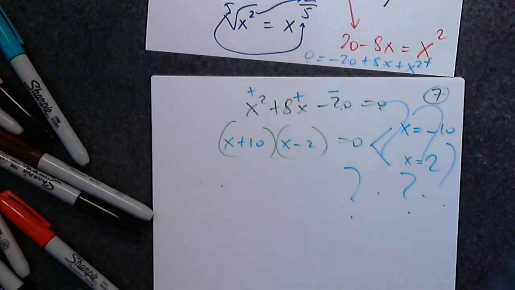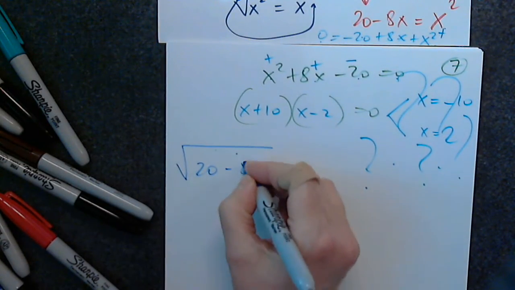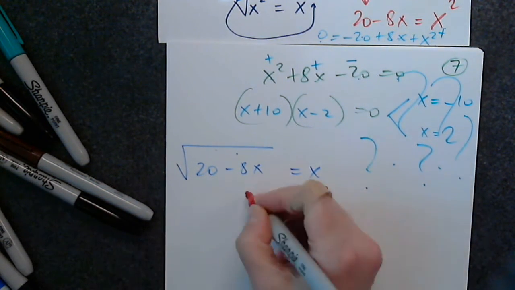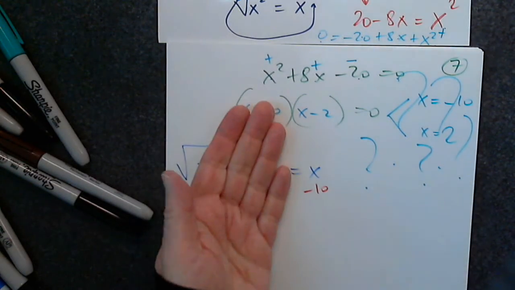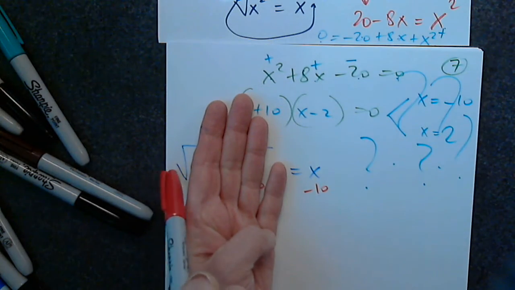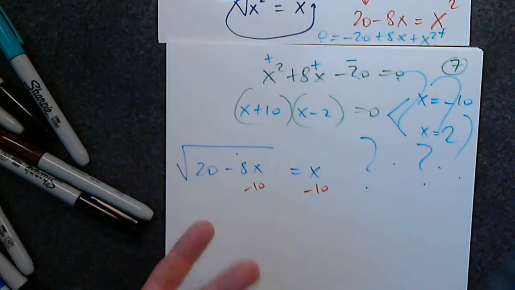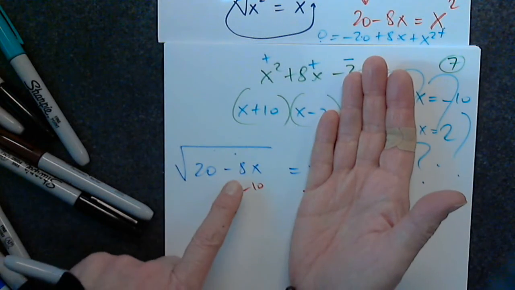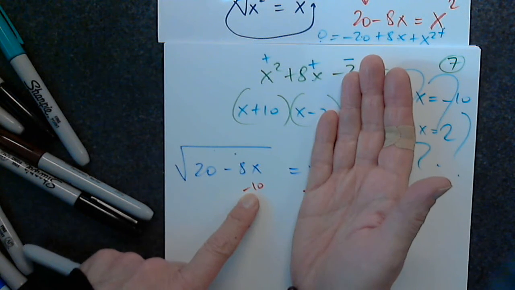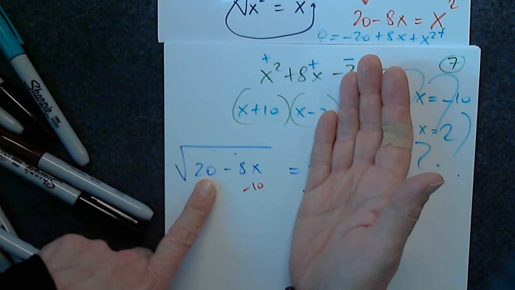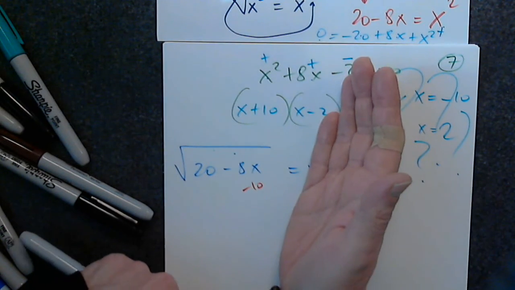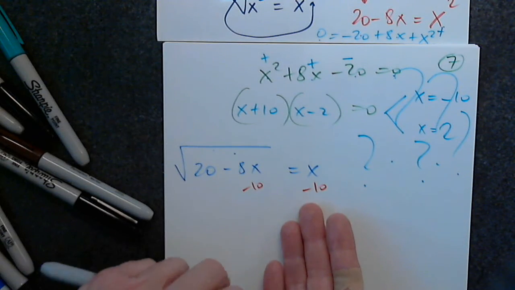I have to go back to the original problem, and this is the original problem. I plug in negative 10. I know it's not going to work, because the square root is always a positive number. This cannot be negative 10, unless it has minus in front. If it has minus in front, then it could be negative 10. Okay, let's see. Negative 8 times negative 10 is positive 80. Positive 80 plus 20 is 100. The square root of 100 is 10. Is that negative 10? No.